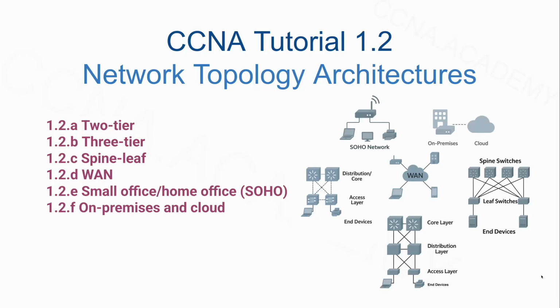In this section, we'll explore the main network architectures that define how devices and infrastructure are organized. You'll learn about two-tier and three-tier designs used in enterprise LANs, the modern spine leaf model for data centers, wide-area networks that connect sites across distances, small office and home office setups, and the differences between on-premises and cloud networking. Understanding these architectures will help you see not only how networks are structured, but also why different designs are chosen for different environments.